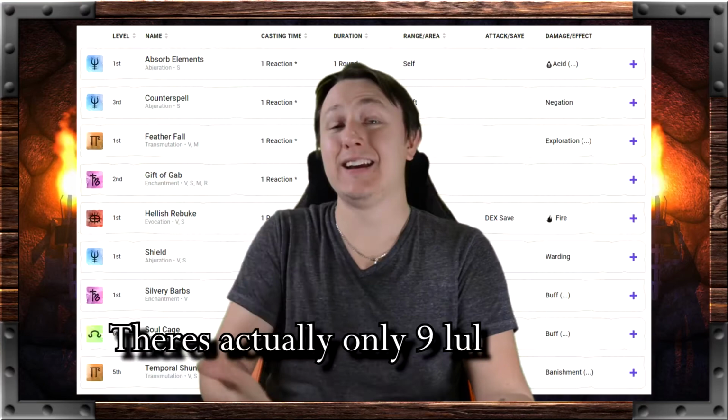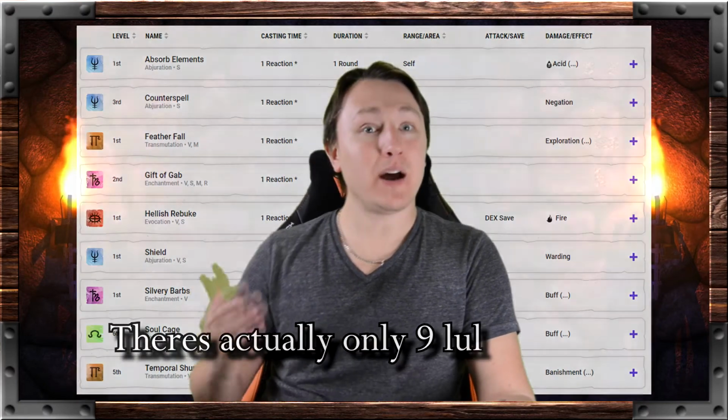Can anyone in this video think of another reaction spell besides Counterspell? Honestly, if you can, congratulations, because there's only like 8 reaction spells in the entire game. But taking Counterspell for this example, Counterspell is a 3rd level spell, and it doesn't give a disadvantage. It instead essentially is a roll-off between you and the target that you're using it on.